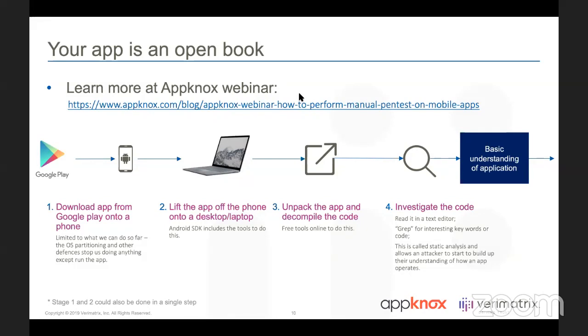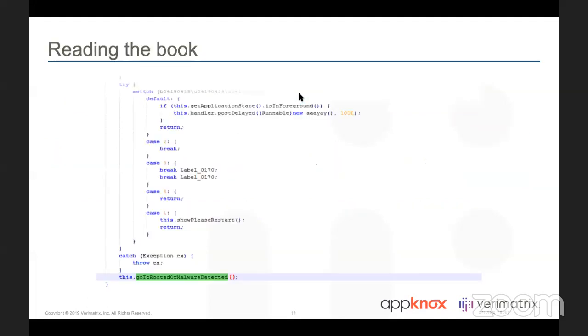And the attacker uses this static analysis to build up an understanding of how the code's operating, how it's behaving. They maybe learn some secrets, extract some data from the application as well. But that basic understanding allows them to go on and start their attack.